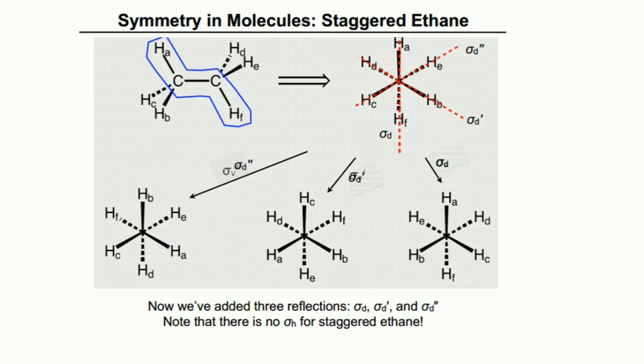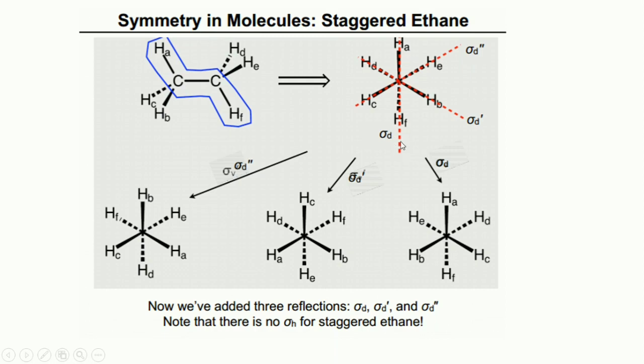So here we go. Now let's move to the sigma d. We know that there are 3 types of sigma d present in this molecule. Here we can see, for our ease, we have drawn the molecule like this, and there are 3 sigma d: one from here, another from here, and the other. Sigma d, sigma d dash, and sigma d double dash are labeled as the different sigma d's present in the staggered ethane. So what will be the effect of sigma d on this staggered molecule?